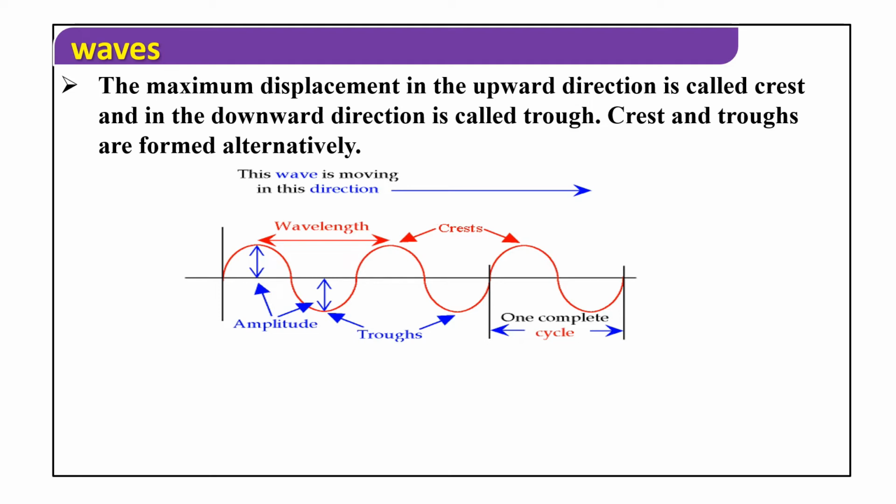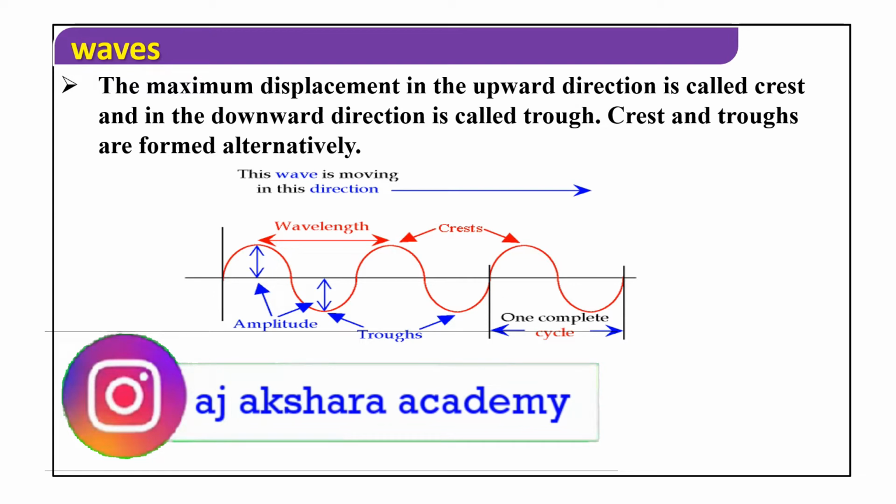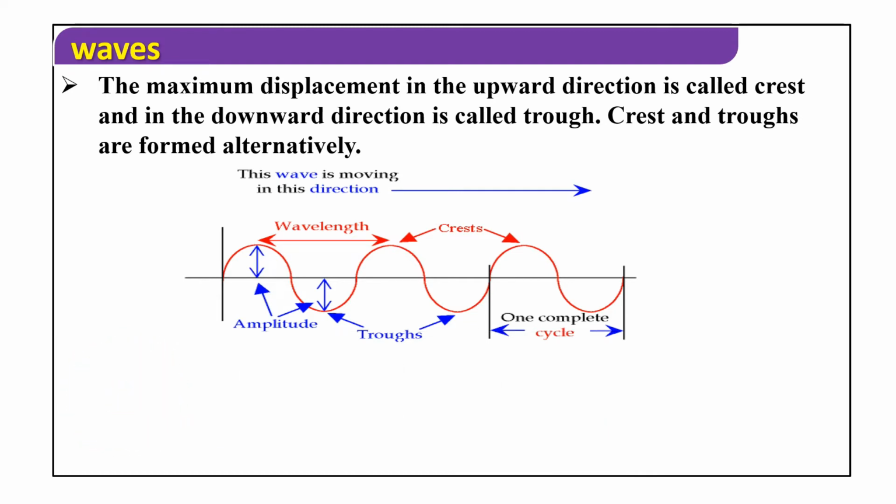From here to here is the wavelength. The distance travelled by a disturbance in the medium to and fro about the mean position is known as the wavelength. And these are crests and the down ones are troughs. One crest and one trough constitute one wave. The wave is moving in this direction.